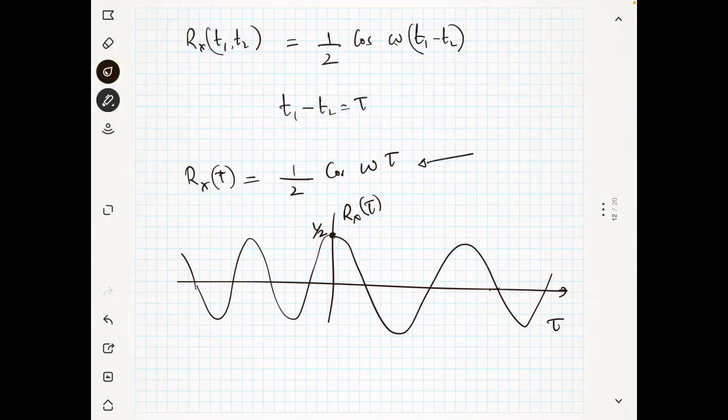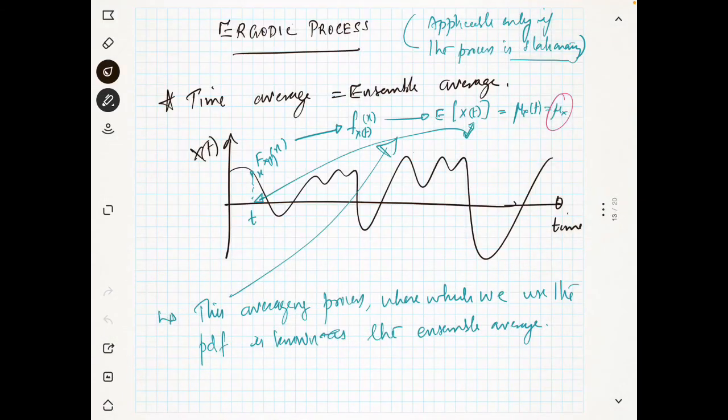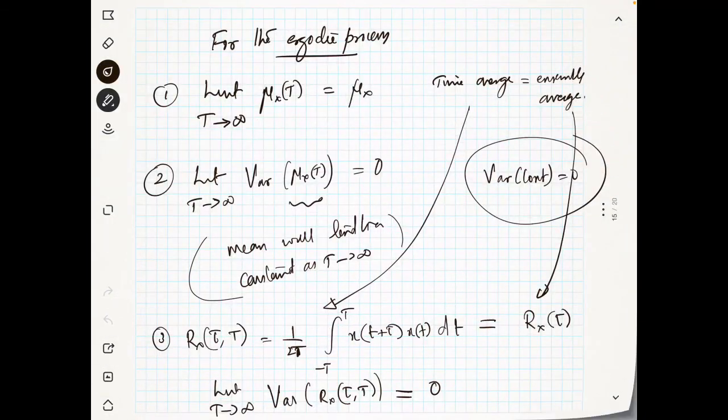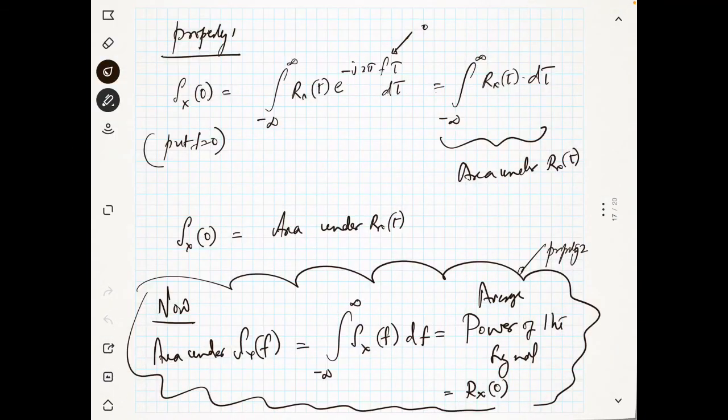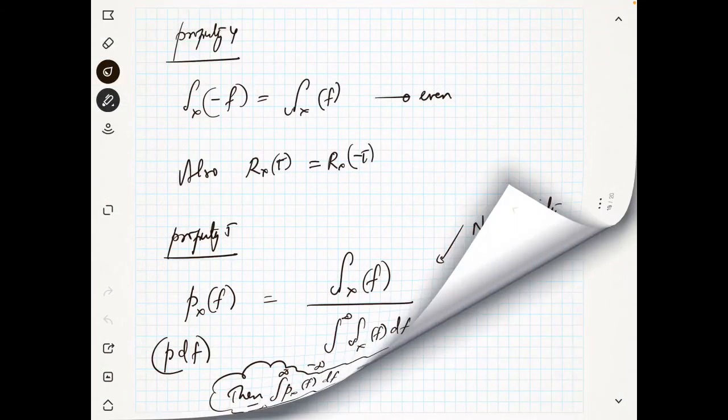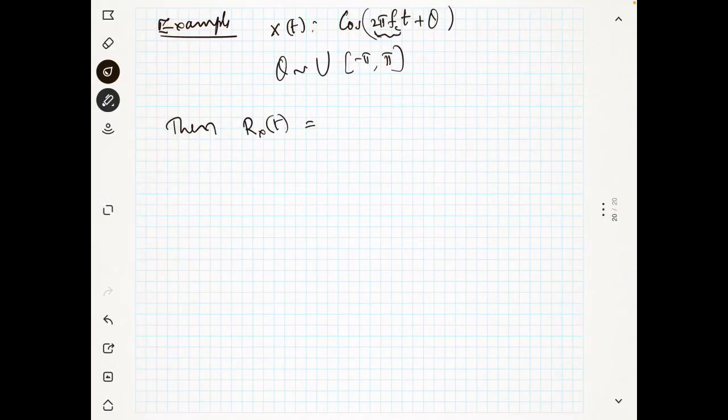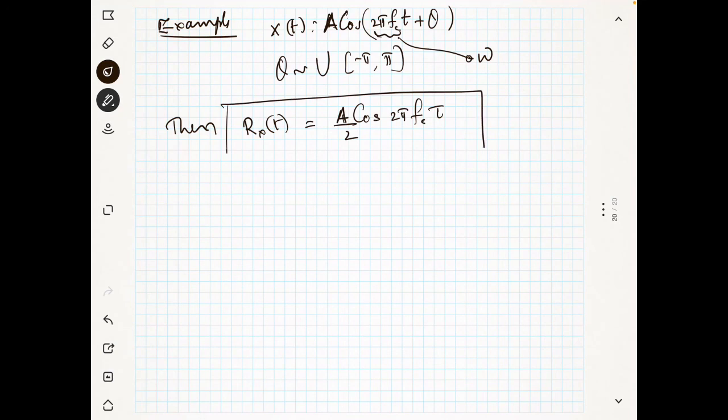Okay, this is omega. Instead of omega, it is nothing but 2 pi fc. So 2 pi f is nothing but omega. Now we have got the autocorrelation function as cosine of 2 pi fc tau. If there is A, we got it as 1 by 2, but if there is A here, then it will become A squared by 2, right? Yes, so this is the autocorrelation function.